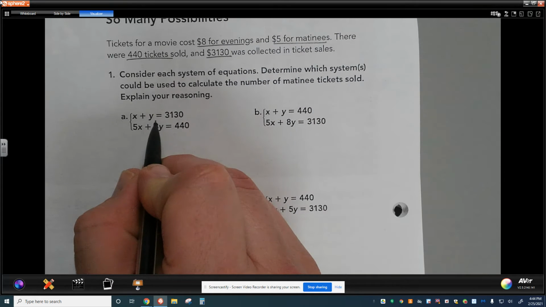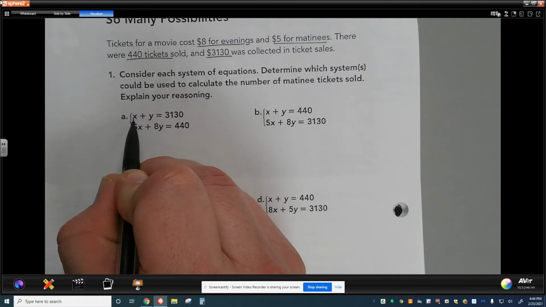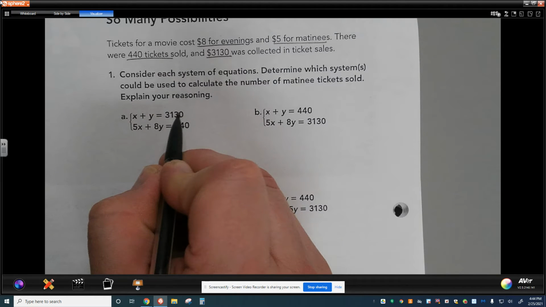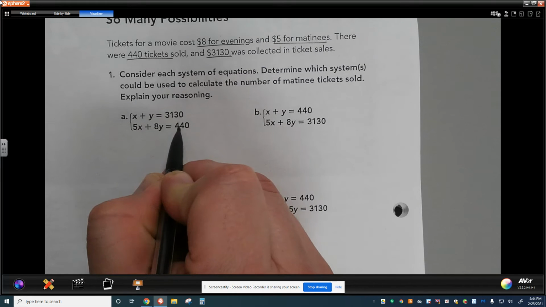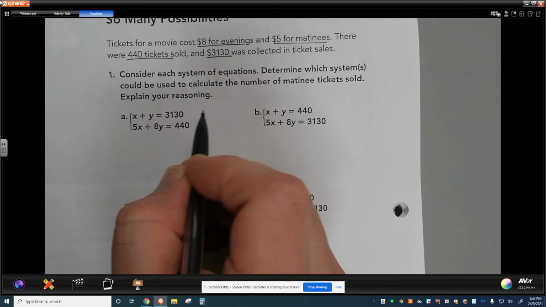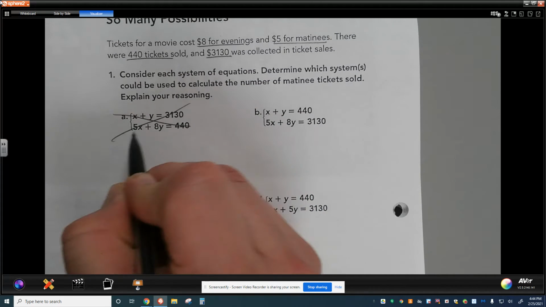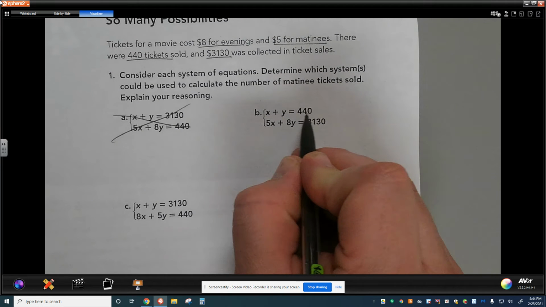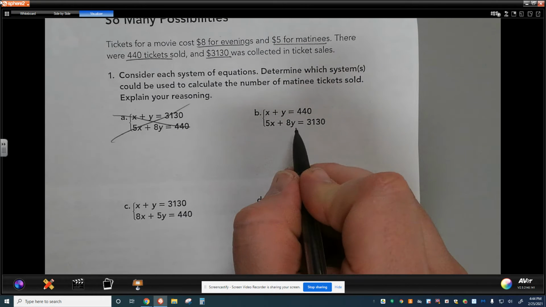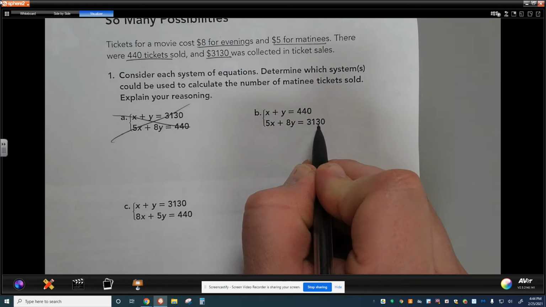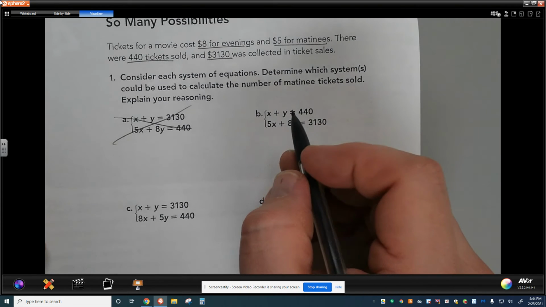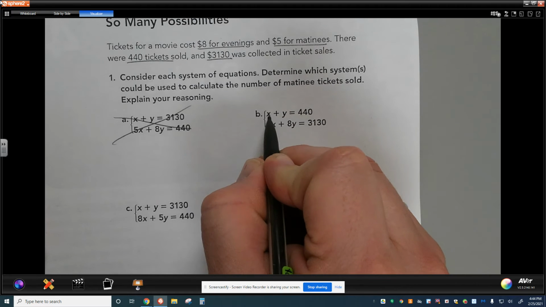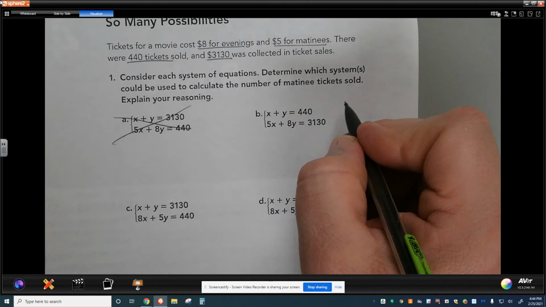As I look at A, I see that it's actually backwards. I see any number of tickets plus any number of tickets equals 3,130 tickets. That can't be right because this is the money, and we've just switched these two around in part A. So A is out. B, if I take any number of tickets and tickets, I get 440. That's accurate. And then I get any number of sales is equal to the money, which is also accurate. So in this case, I can see that this system will work. What I will have to do is determine the value of X and the value of Y, and I will clearly define that.